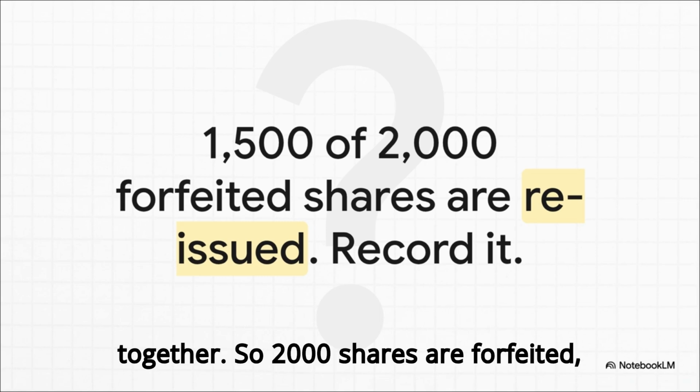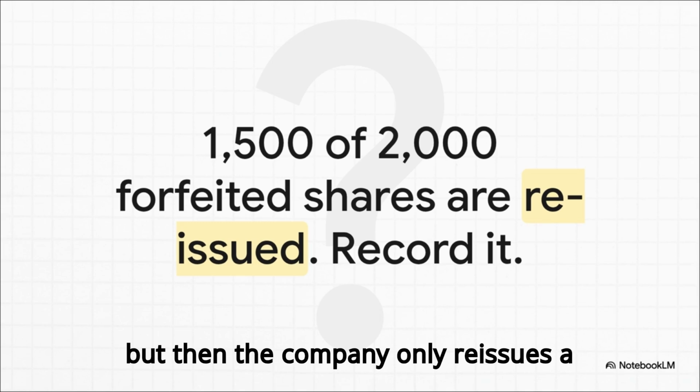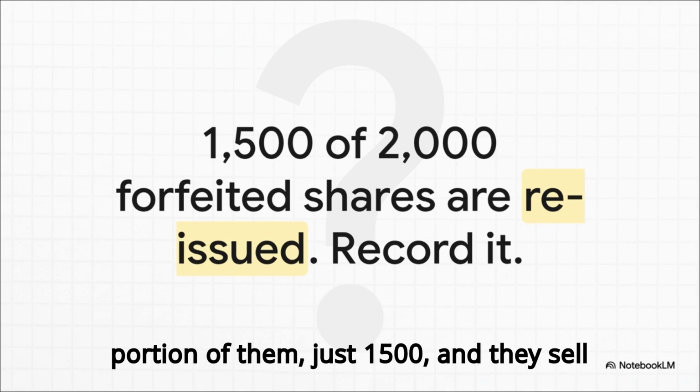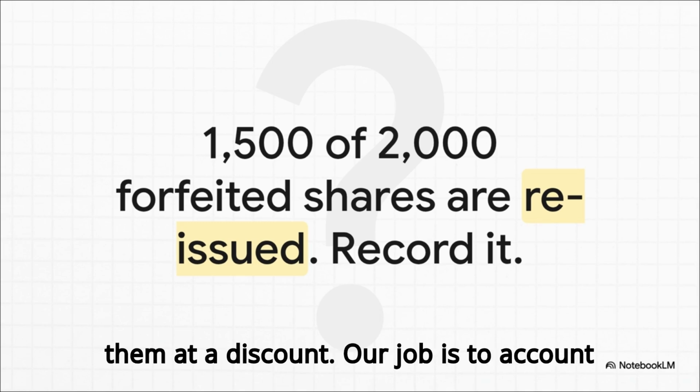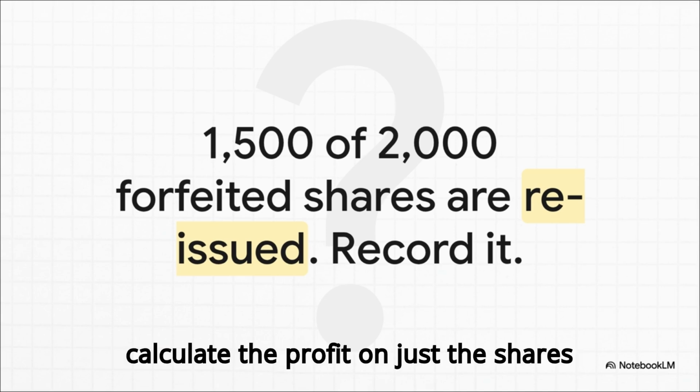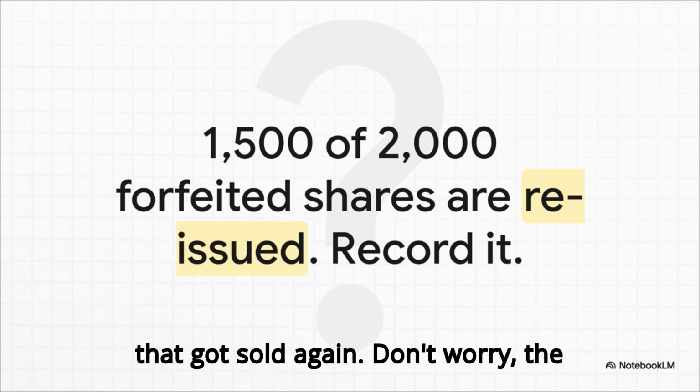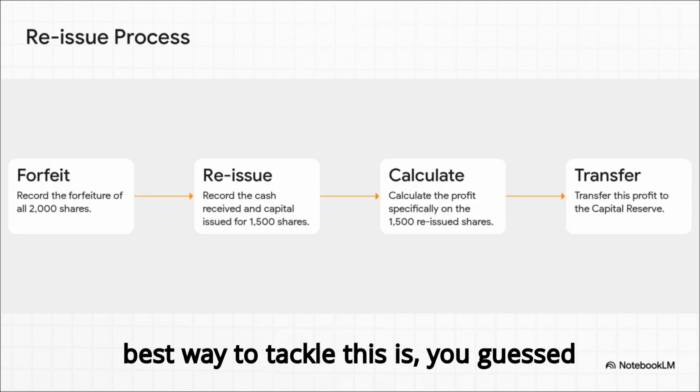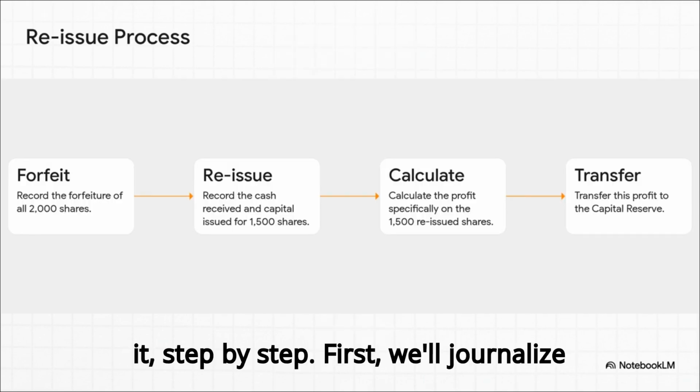So 2,000 shares are forfeited. But then the company only reissues a portion of them, just 1,500, and they sell them at a discount. Our job is to account for that reissue and, most importantly, calculate the profit on just the shares that got sold again. Don't worry, the best way to tackle this is, you guessed it, step by step.